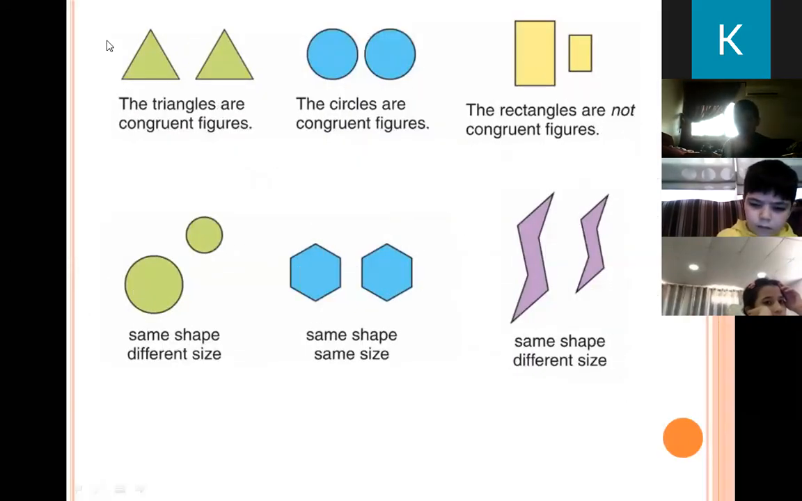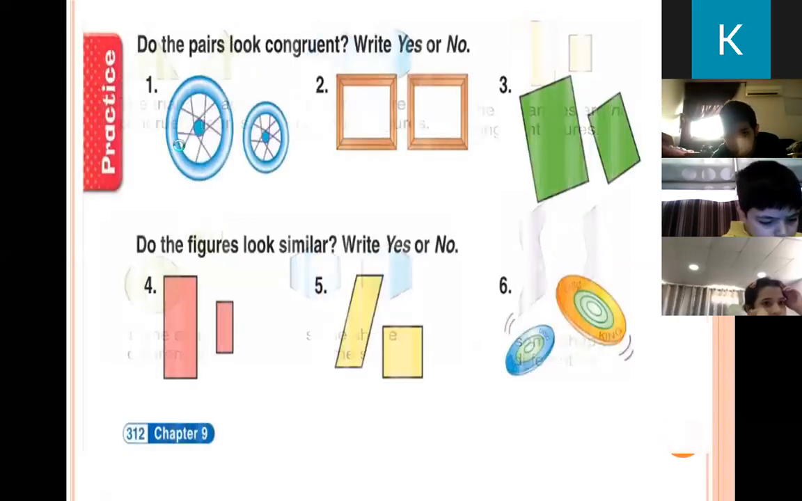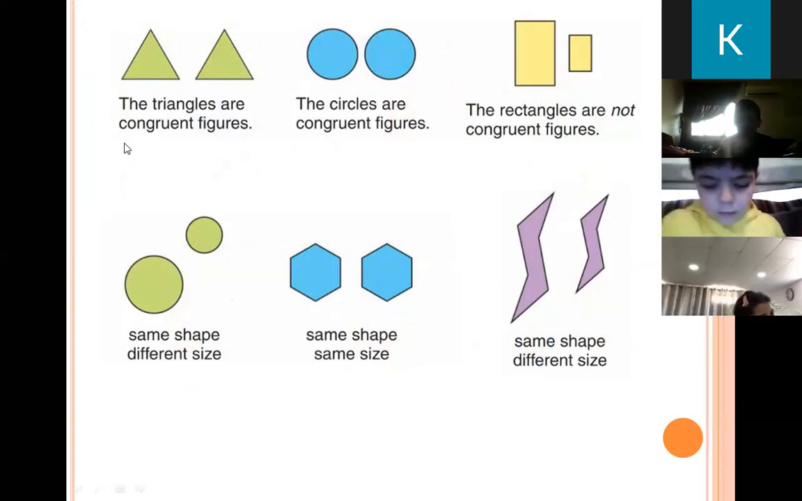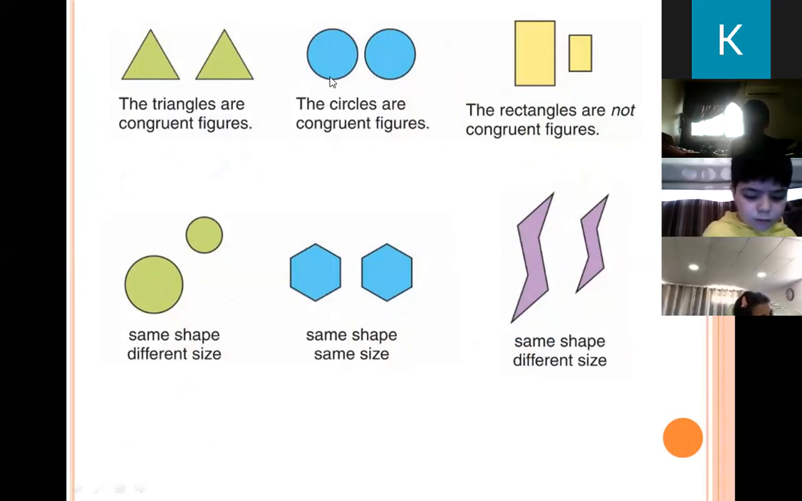Look here. The triangles are congruent figures. Why? Why here congruent figures? Because I have same shape and same size. So the triangles are congruent figures. Here, the circles are congruent figures. Why congruent figures? Also because I have same size and same shape.